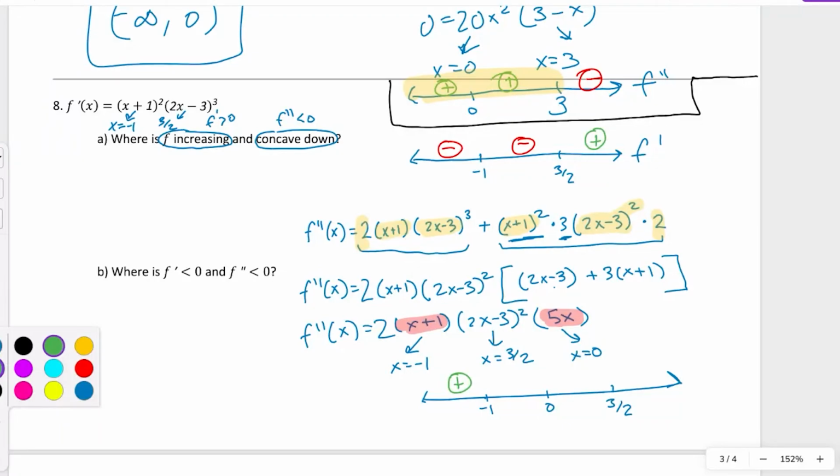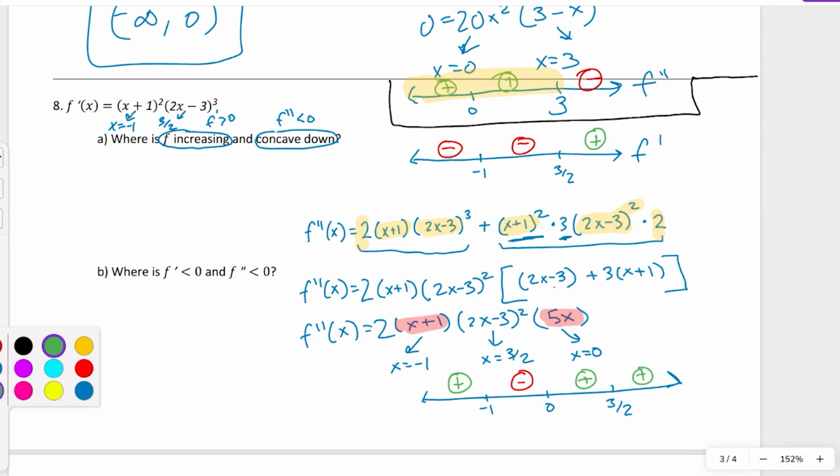Okay, if I plug in a number like negative 0.5, then let's see, what would that be? That would be a positive times a negative is negative. Then plugging in a number like 1 is going to give me 2 times 5. That's going to be positive. And then if I plug in a number like 10, that'll always also be positive.